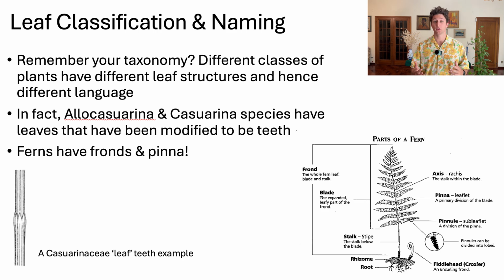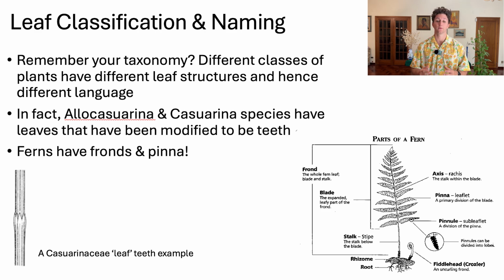Different classes of plants have different leaf structures and hence use different language to explain those different leaf structures. Ferns have fronds and pinnae, whilst in fact Allocasuarina and Casuarina species have leaves that have been modified into teeth. You can see the Casuarina leaves modified into teeth on the left. The teeth are those sharp looking teeth. So you can't clearly see where the stem and the leaf starts, and that is why they have different terminology to the usual leaf structure.